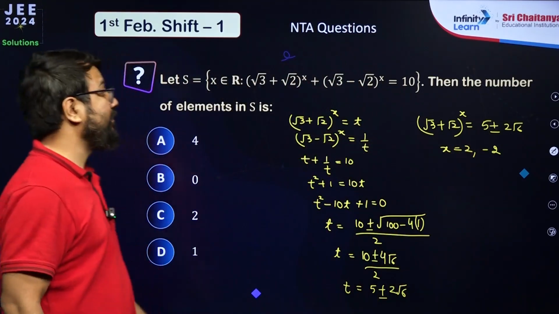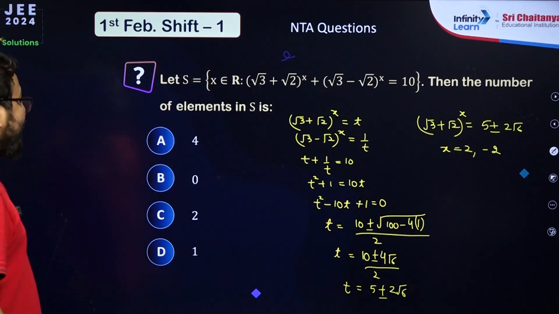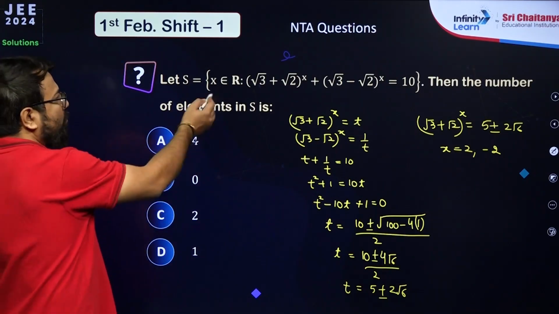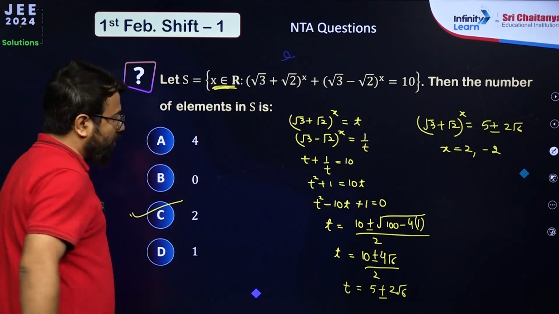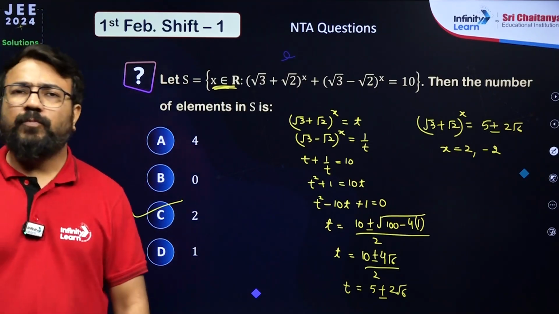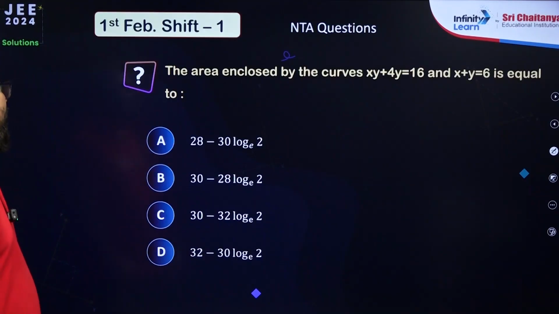Both the values of x can be possible. Then the number of elements in the set S, that means two values are possible in the real numbers, plus 2 and minus 2. So option C will be the final answer. I hope you understood this problem. Moving ahead to the next one.